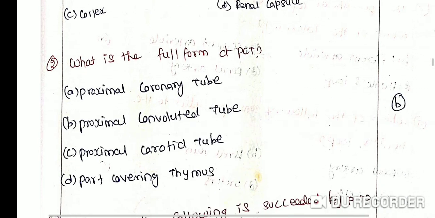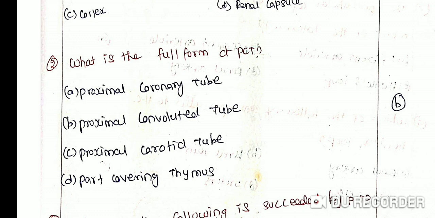Next question. What is the full form of PCT? Option A, proximal coronary tube. Option B, proximal convoluted tube. Option C, proximal carotid tube. Option D, part covering thymus. The correct answer is option B, proximal convoluted tubule.